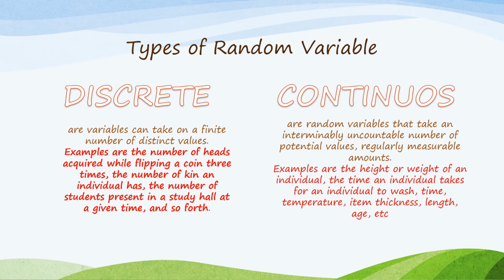While continuous refers to random variables that take an uncountably infinite number of potential values, regularly measurable quantities. So for example, the height or weight of an individual, the time it takes for an individual to wash, temperature, item thickness, length, age, and etc. So these are the two types of random variable.